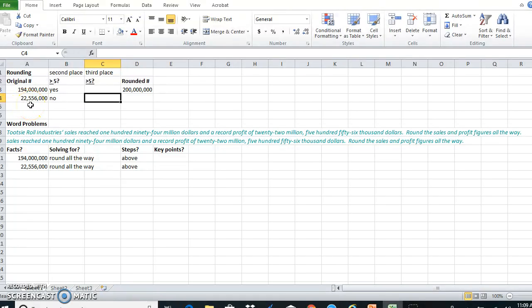third place. Is the third place greater than or equal to 5? Yes, 5 is equal to 5. So we would take that as a yes. And then if we're rounding all the way, our number becomes 23 million.